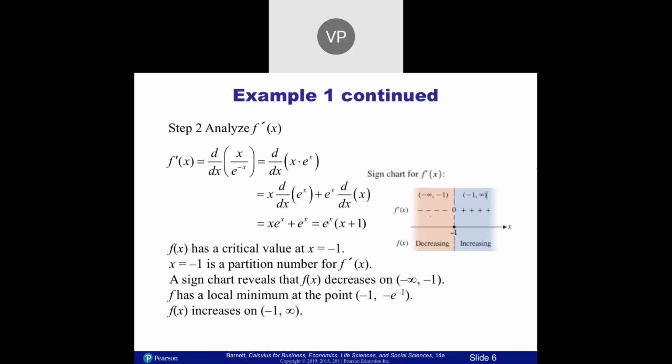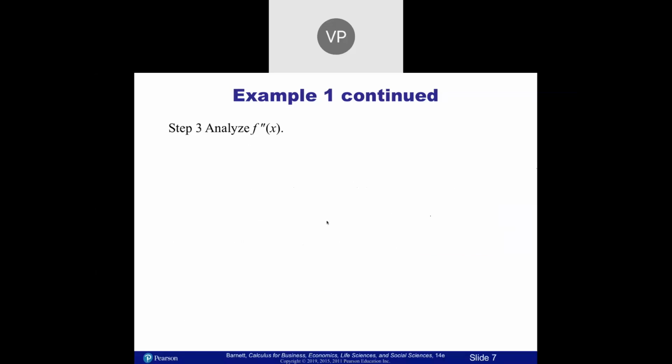It decreases to the left, which they didn't write, but it decreases to the left of -1 as well. Okay? And we have our relative local minimum. So now we find the second derivative. So go back to where the first derivative was, which is this one.